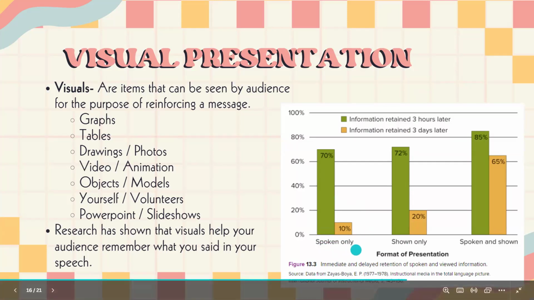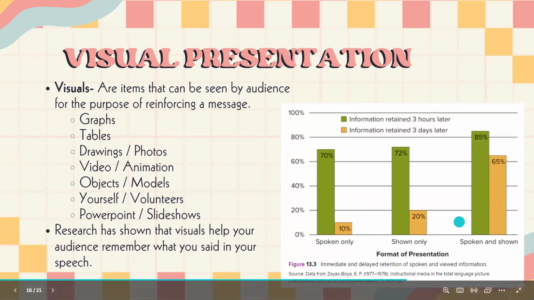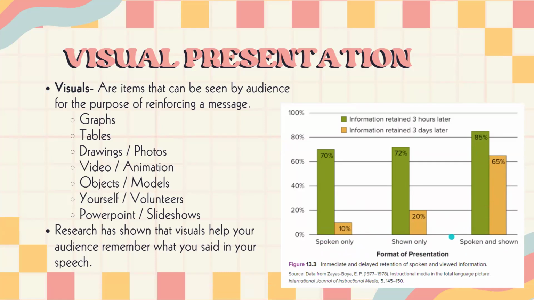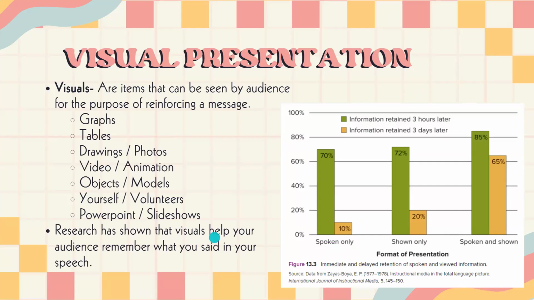So this is spoken only, no visuals. This is only visuals. And then this is them together. It literally tripled. That's insane. See how effective using visuals alongside your speech can really add to the memory of a message, which is awesome. Because the whole point is you want people to remember what you have to say. If they're not remembering it, why are you even standing up there?